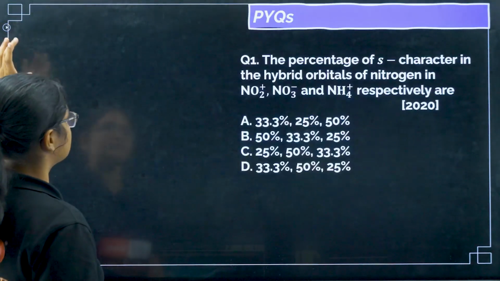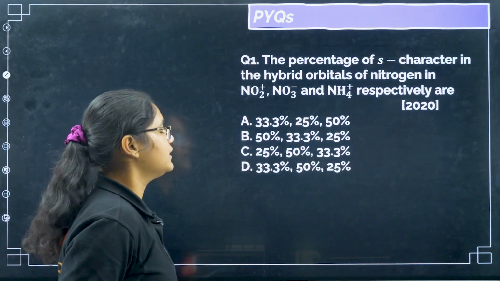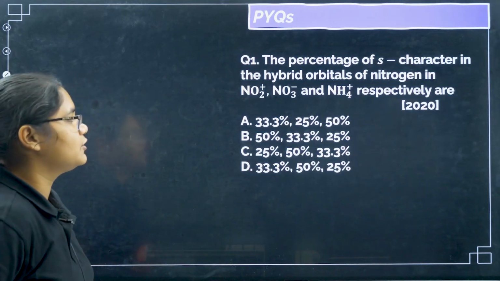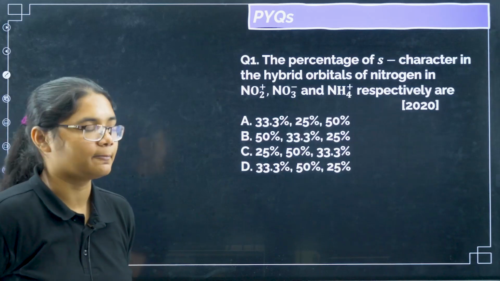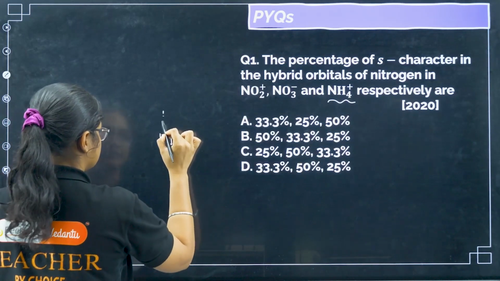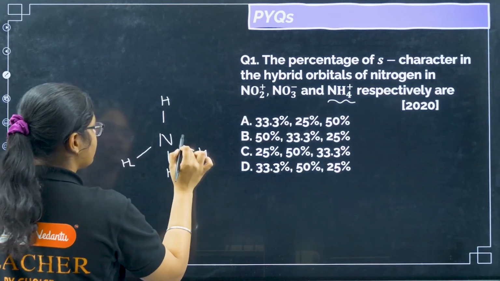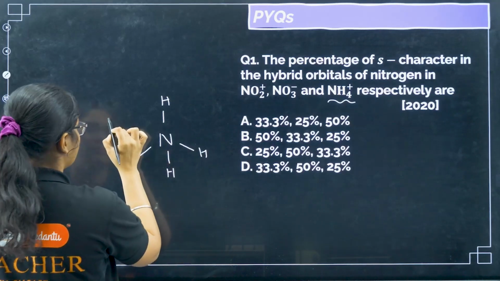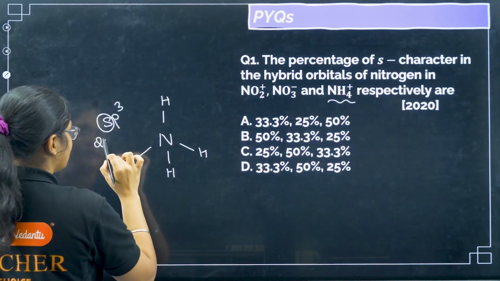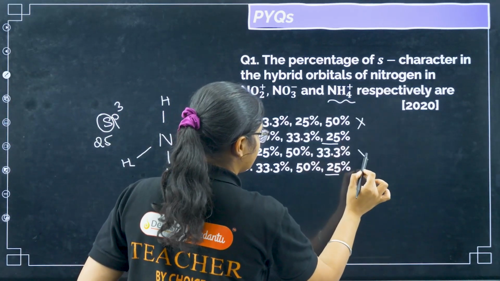Yes, so now we will do some questions here. The percentage of S character in the hybrid orbitals of nitrogen in NO2+, NO3- and NH4+. So first of all, you should know the hybridization in each of them. Very easy one is your NH4+. Its structure is like this. Nitrogen is forming 4 sigma bonds and there is no lone pair, so the hybridization is sp3, and in sp3 the S percentage is 25. So the last one will be 25, so I have 2 options with that, I can eliminate the other 2.